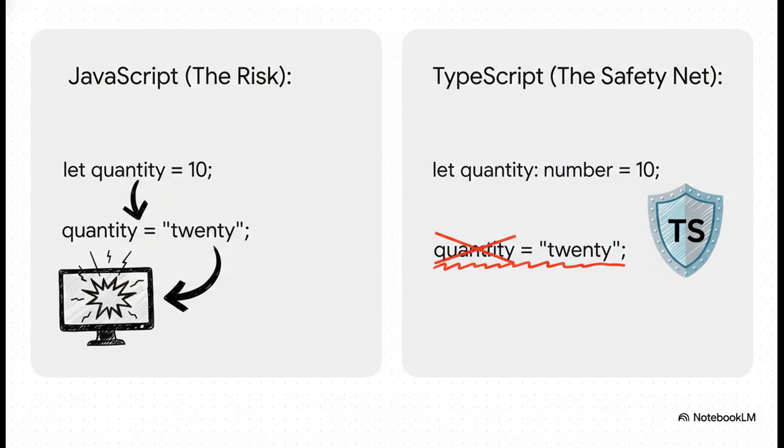So look at the left side. That's regular JavaScript. We say price is 100, but then later we accidentally try to make it a string. JavaScript is totally cool with that, right up until you try to run the code, and then it breaks. But look at the right. TypeScript spots that mistake the very second you type it. That's the safety net. That's the whole point.